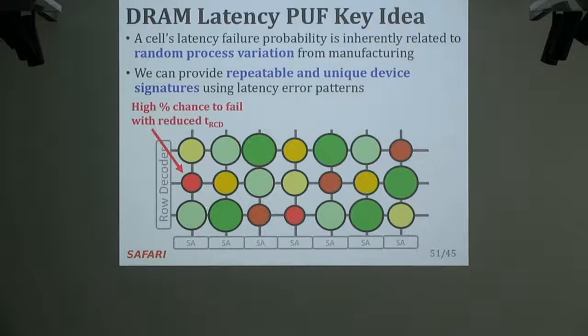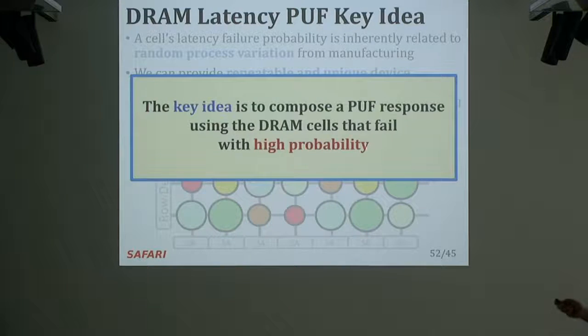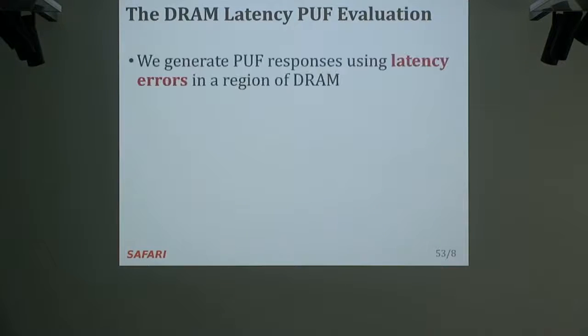There are some cells that have a high percentage chance to fail, and there are some cells that have a low percentage chance to fail. We want to identify the cells that fail all the time at a given tRCD, to compose a PUF response using DRAM cells that fail with high probability. So it's a different profiling process. You can read the paper for more details of this.